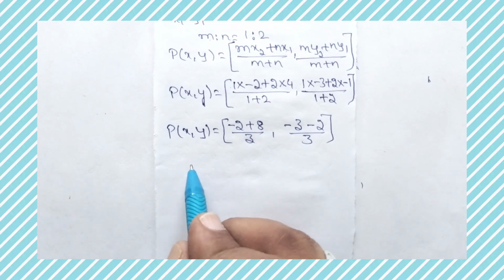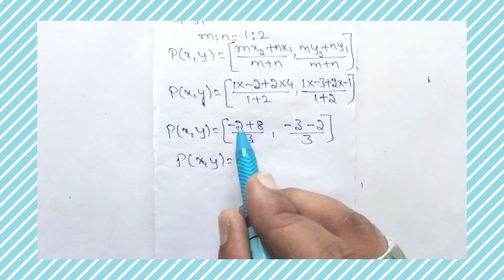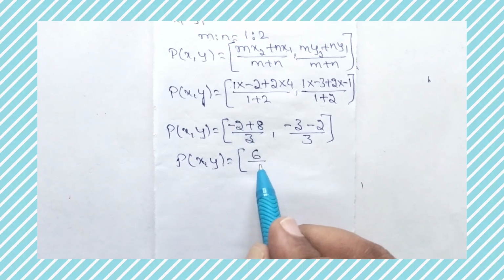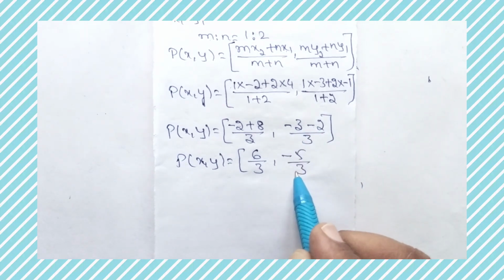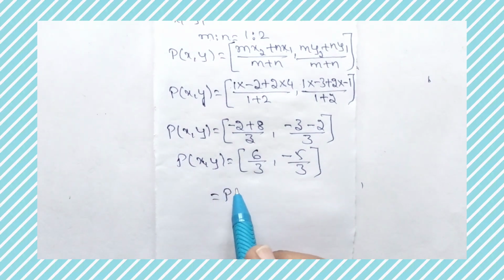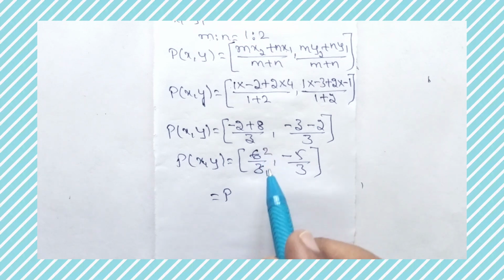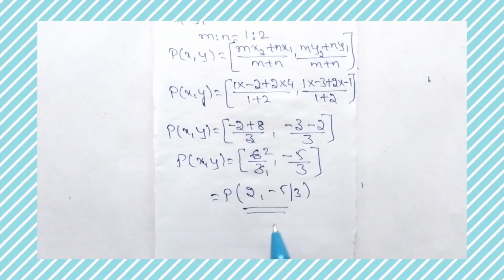So now Px comma y is equal to 8 minus 2 is 6 by 3 comma minus 3 minus 2 is minus 5 divided by 3. So the coordinates of P are 3 2s are 6, so 2 comma minus 5 by 3. Therefore the coordinates of the point P are 2 comma minus 5 by 3. Like this we have to find out the coordinates of the point P.